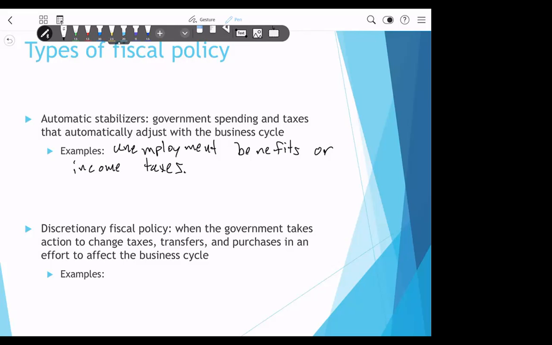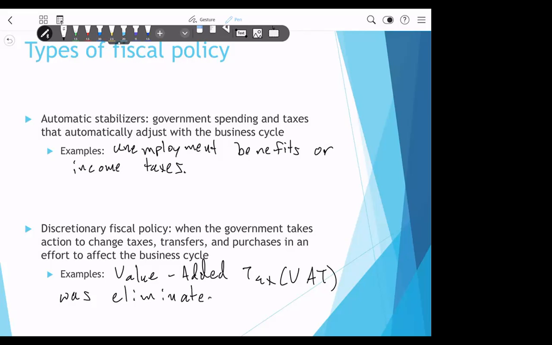Then there are going to be things that are discretionary fiscal policy. This is when the government takes explicit action to change taxes, transfers, and purchases in an effort to affect the business cycle. One example that I know of, I actually can't think of an example of something that's happened right now that would fall explicitly into this, is the value added tax, or the VAT, for certain types of properties. It was eliminated in 2009 during the Great Recession.